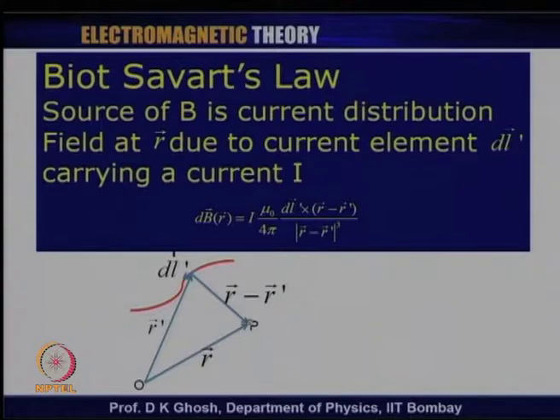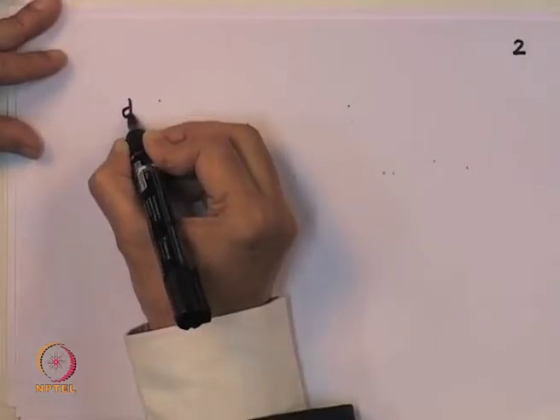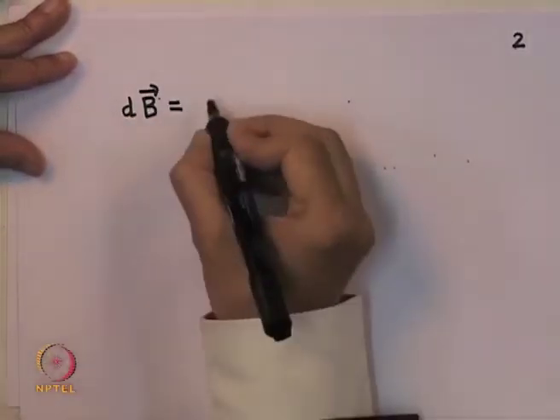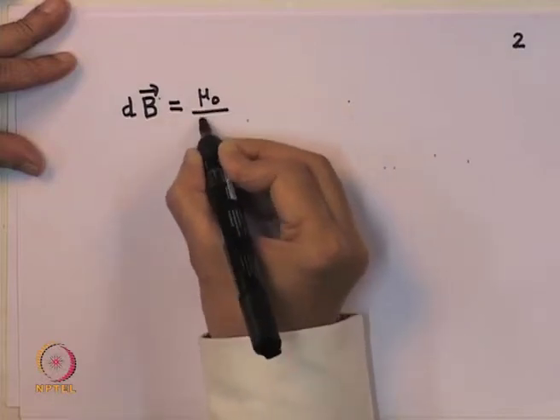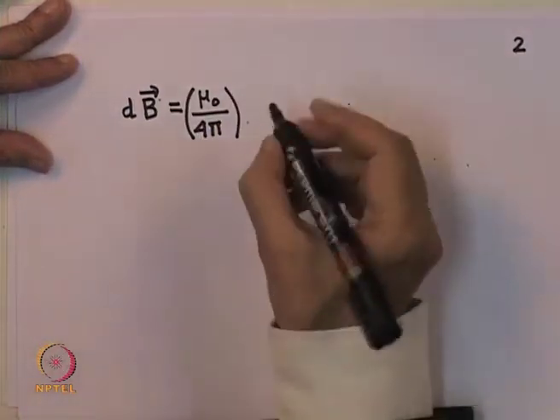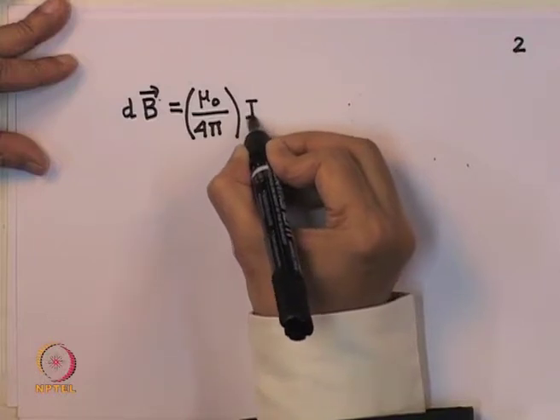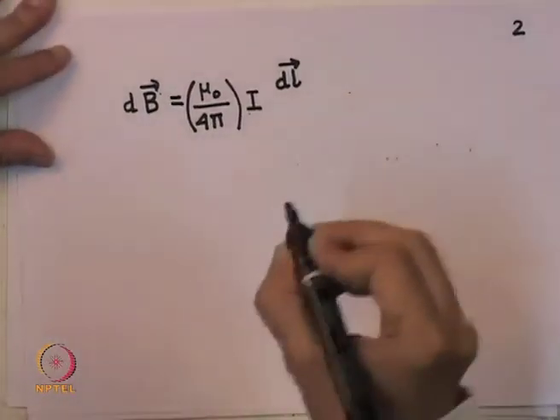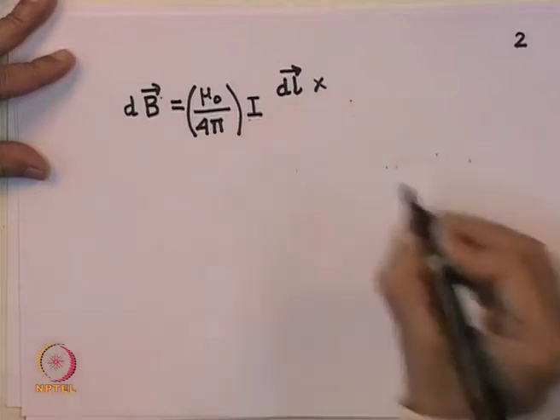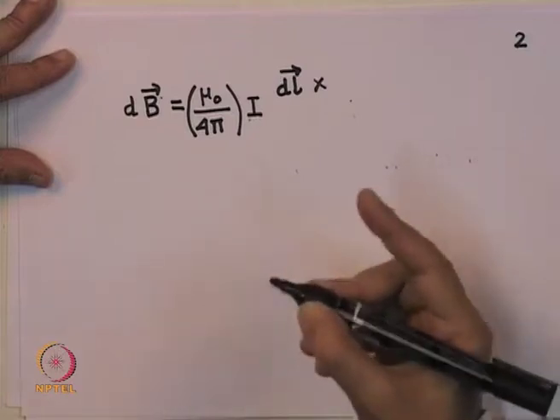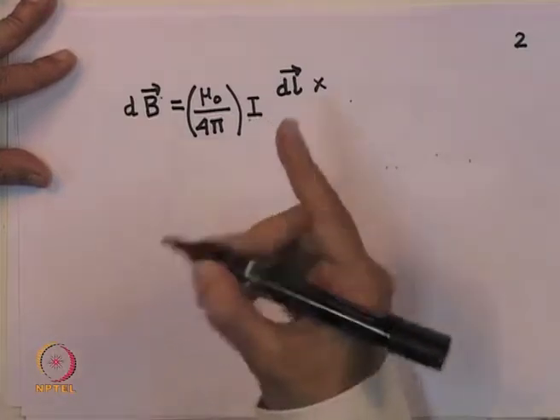The Biot-Savart law tells you that if you take a current element I dl, the magnetic field dB due to that current element is given by, first, like 1 over 4 pi epsilon 0, a constant which I will come back to, mu 0 by 4 pi. Now, since I is a scalar, I will write it separately: I dl cross the position of the point where I am looking for the magnetic field with respect to the position of this dl.